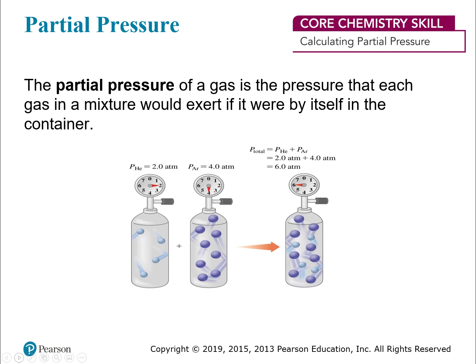Oh, I have this nice slide too. So this demonstrates the idea of a mixture of a gas. If I mix helium and argon together, and I've got 2 atmospheres of helium and 4 atmospheres of argon, I'm going to add those 2 pressures together to get my total pressure. And that's 6 atmospheres. Doesn't matter what units you have, atmospheres, millimeters of mercury, whatever. You can add them together.